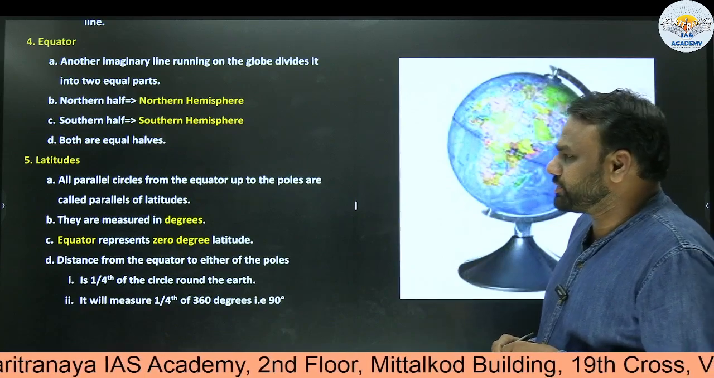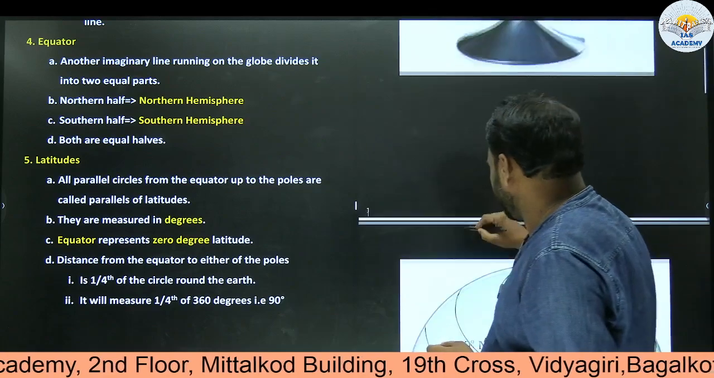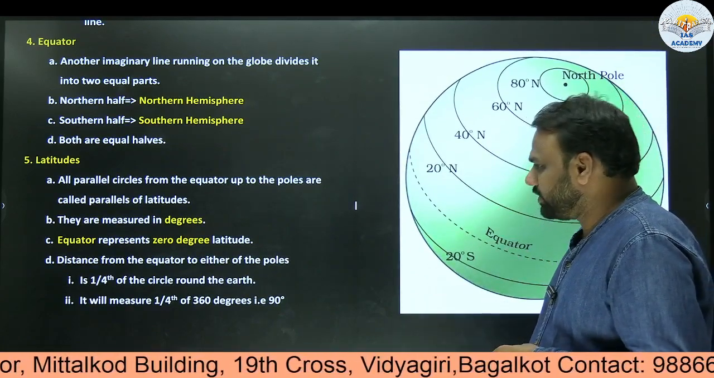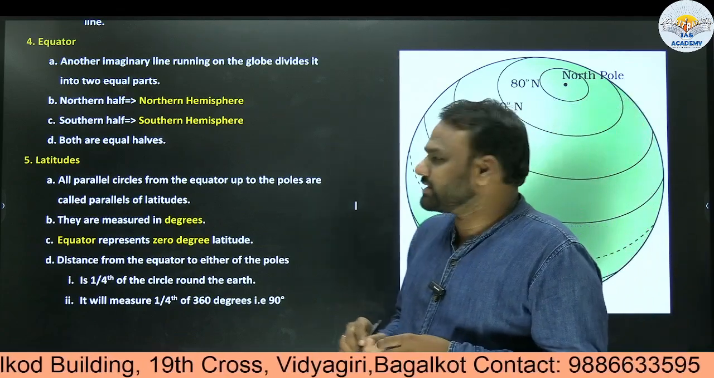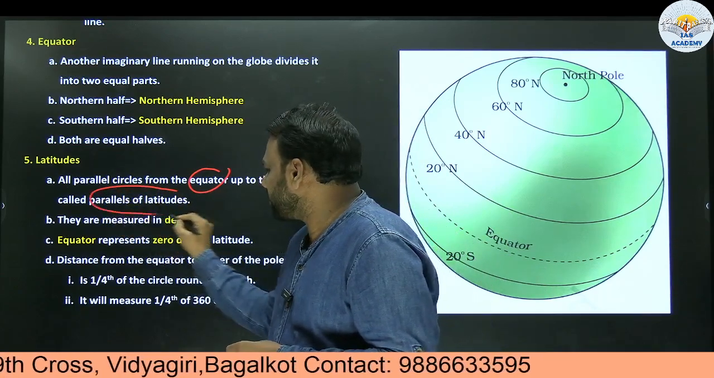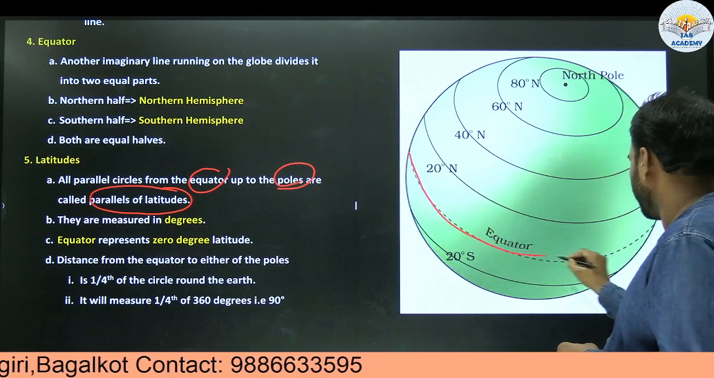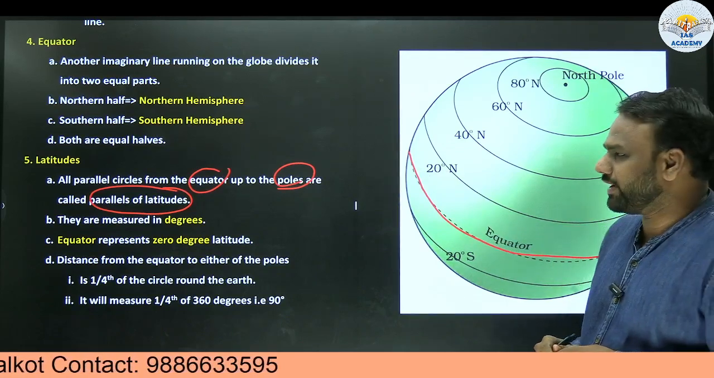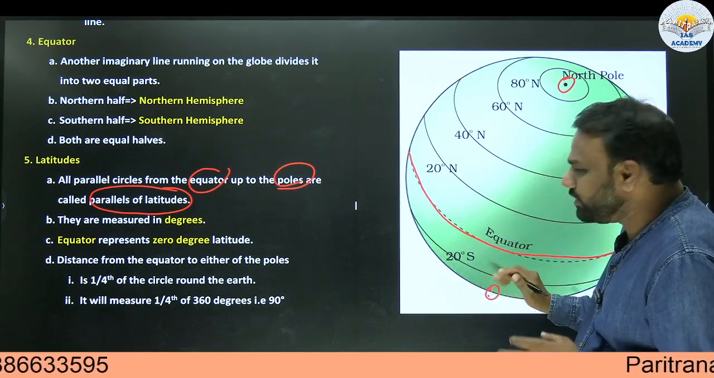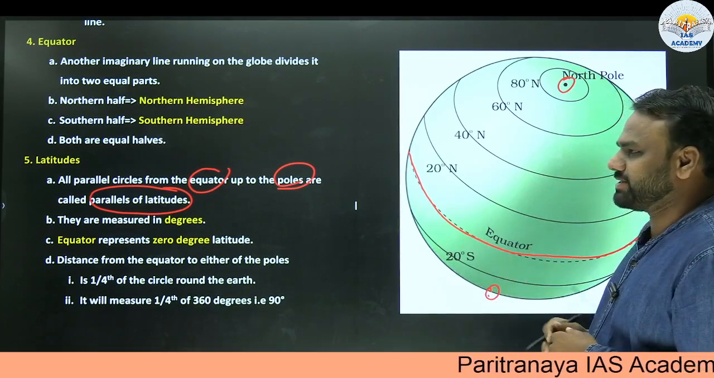Next, we come across the next concept, that is latitudes. So here, all parallel circles from the equator up to the poles are called parallels of latitude. So where is the equator here? Here we have the equator. So where are the poles? The north pole is visible here. Down somewhere here we have the south pole, which is not visible on this picture, but it exists.